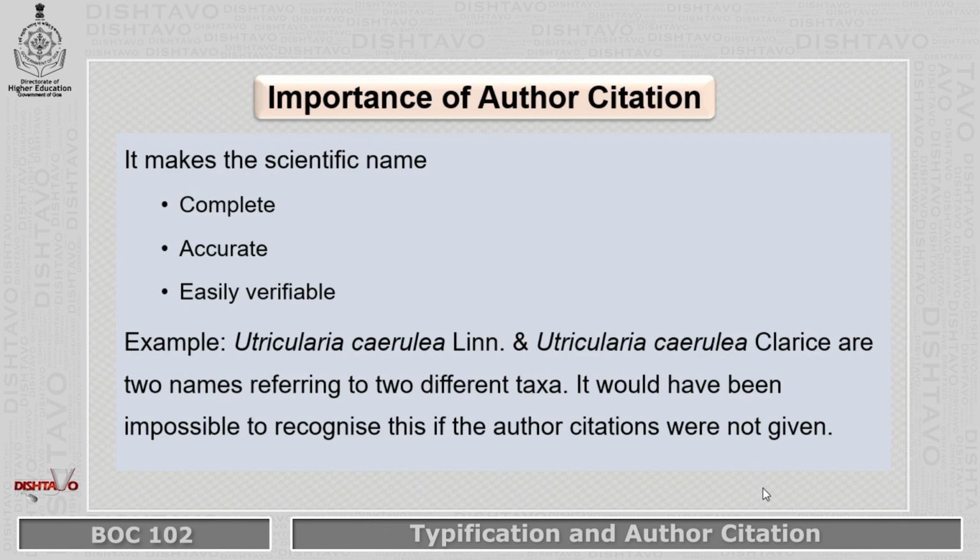Now let us understand the importance of author citation. Author citation makes the scientific name more complete, more accurate and easily verifiable. You can understand this from this example: Utricularia caerulea was described by Linnaeus, and another plant with the same name, Utricularia caerulea, was described by Clarke. These two names refer to different taxa and it would have been impossible to recognize this if the author citation was not given. So this is the importance of author citation.